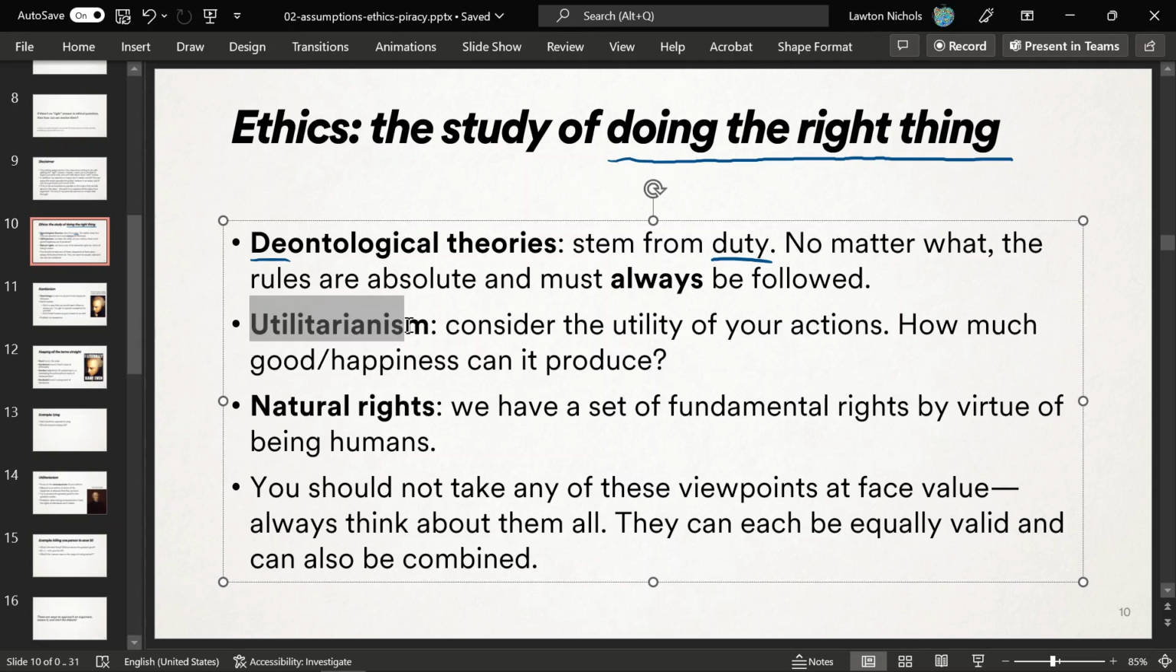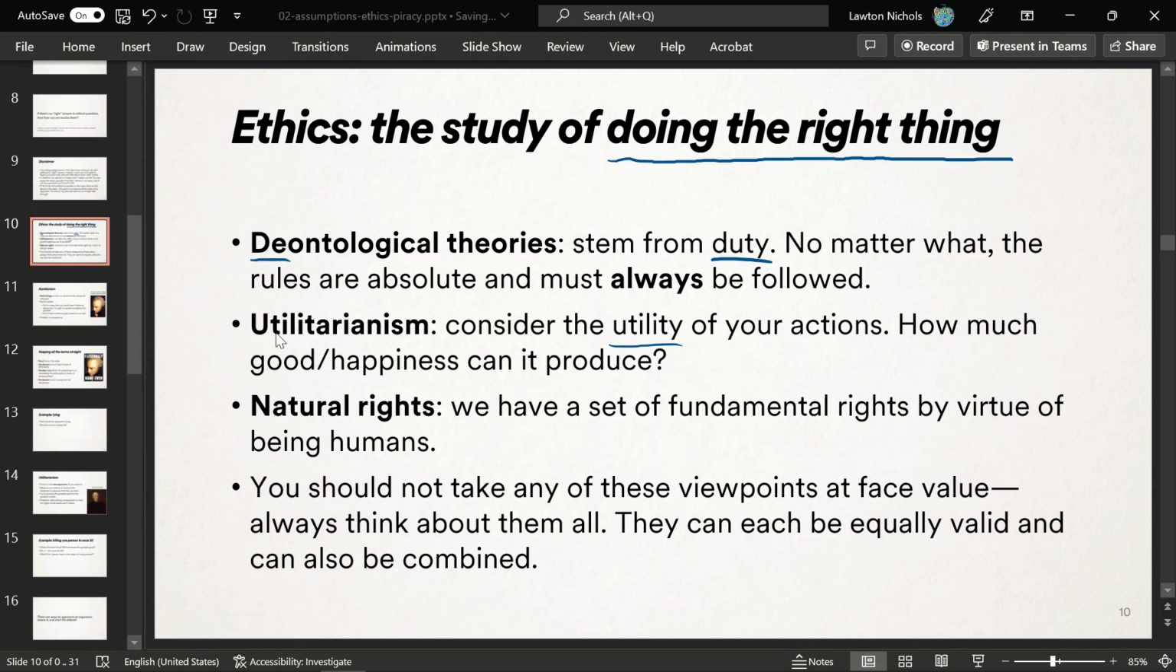And then we have a different kind of theory. We have utilitarian theories. Utilitarianism is an ethical viewpoint. You can be a utilitarian. And the utilitarians consider the utility of their actions. So that's the useful part of the word again. Utilitarians consider the utility of whatever this argument is all about. And utility for us will mean good or happiness, something like that. How much good can this thing produce? How much happiness can it produce for the masses? Not just for us, for everybody in total.